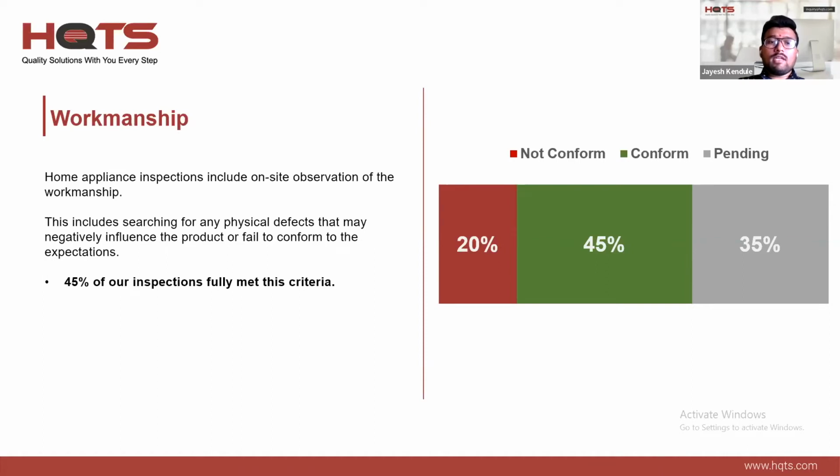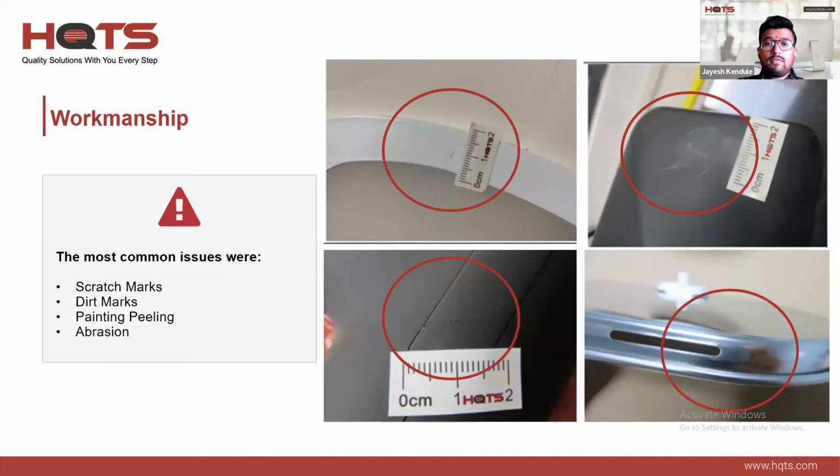So 45% of our inspections fully met this criteria. The 45% is actually completely passed reports, and major issues are at 35%, which have pending issues. We will see in a further slide what those pending issues or the not confirmed categories actually mean.